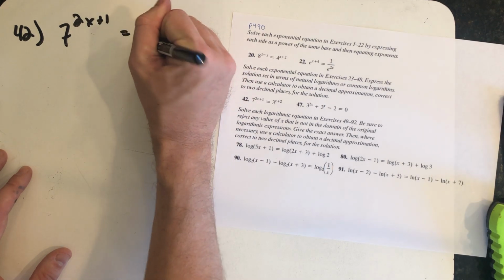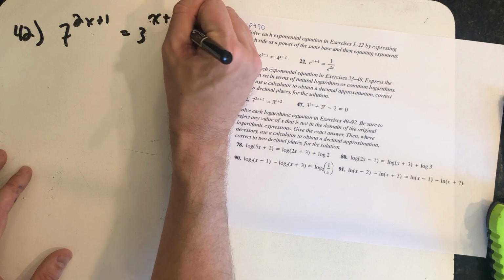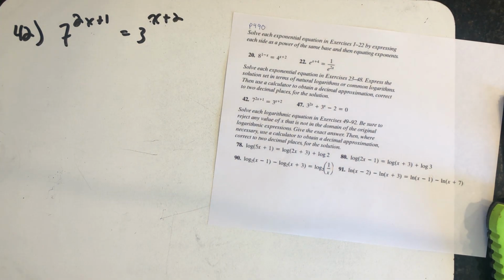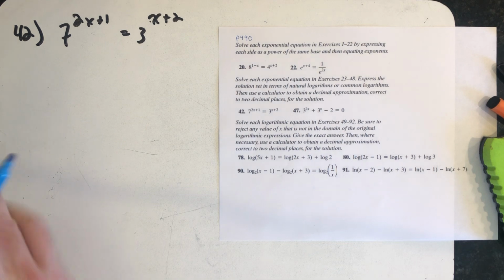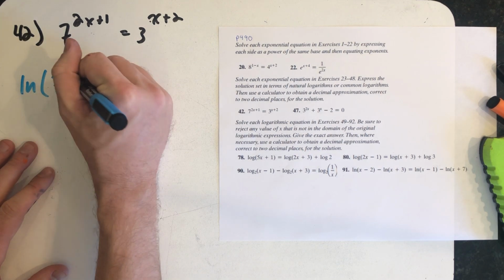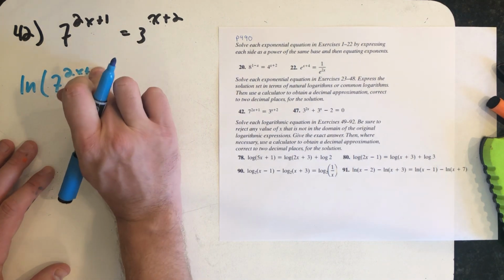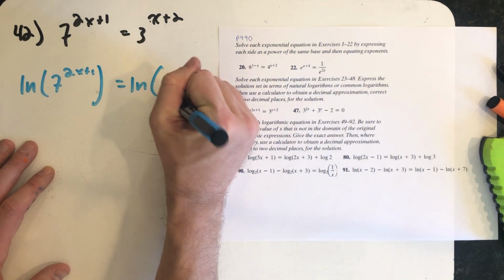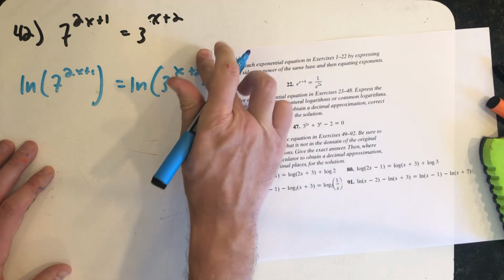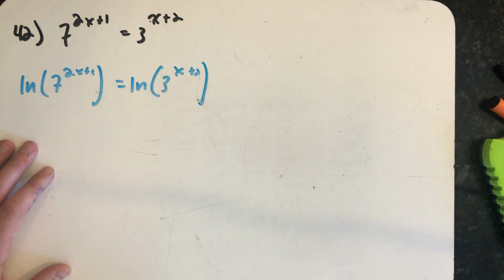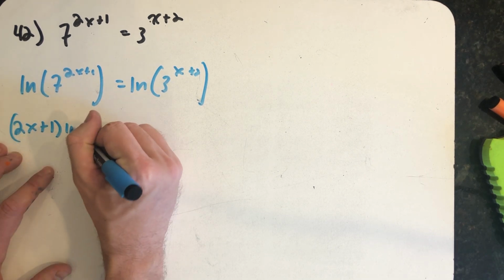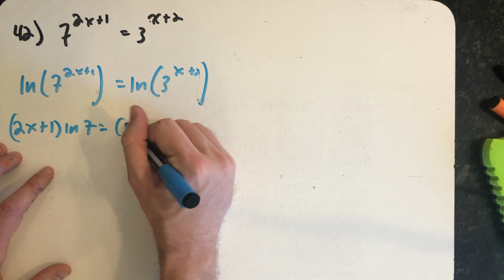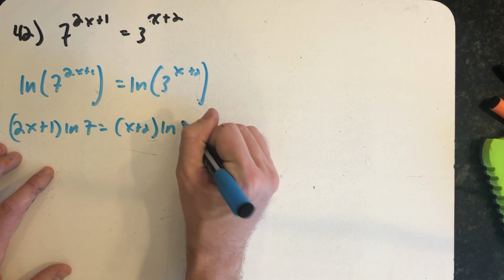There's no easy way to get 3 and 7 to the same base. If I was going to imagine that, I'd need to use logarithms. Anyway, my approach to solving this exponential equation is to take a natural log of both sides. So I take the natural logarithm of both sides, and now I can rewrite the exponents out front. And this is actually why we're doing this, because now I have 2x plus 1 times a number, the natural log of 7, equals x plus 2 times a number, the natural log of 3.